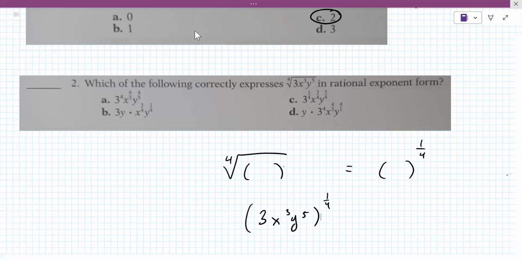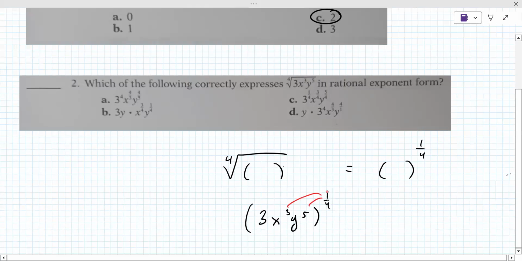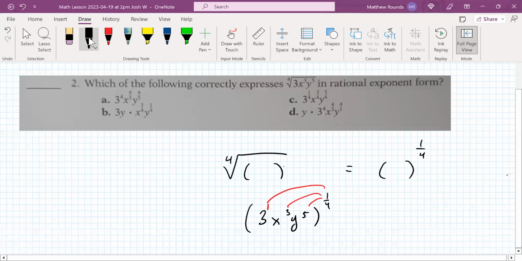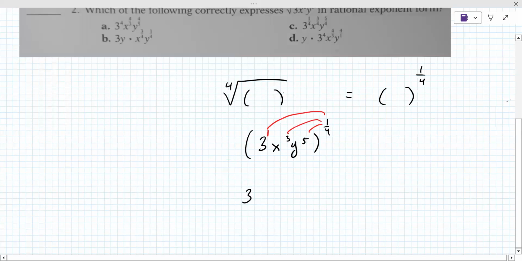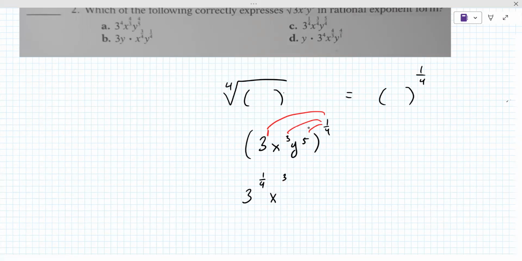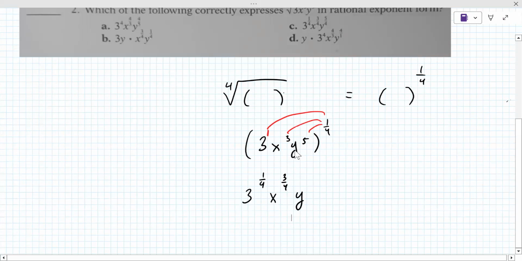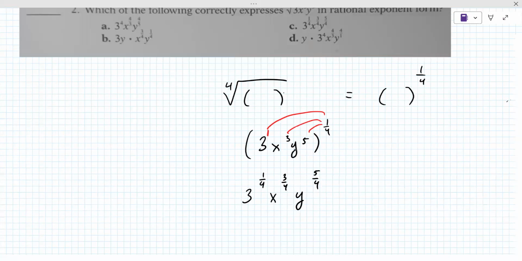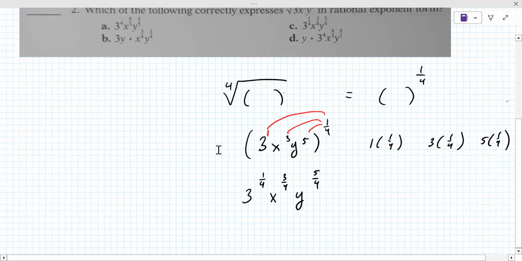Now you're distributing this 1/4 to everything, including the 3, because there's really a 1 there. By distributing, you're multiplying. So it's 3, and then 1 times 1/4 is 1/4. X, 3 times 1/4 is 3/4. Y, 1/4 times 5 is 5/4. You're just multiplying those exponents. Does that make sense?